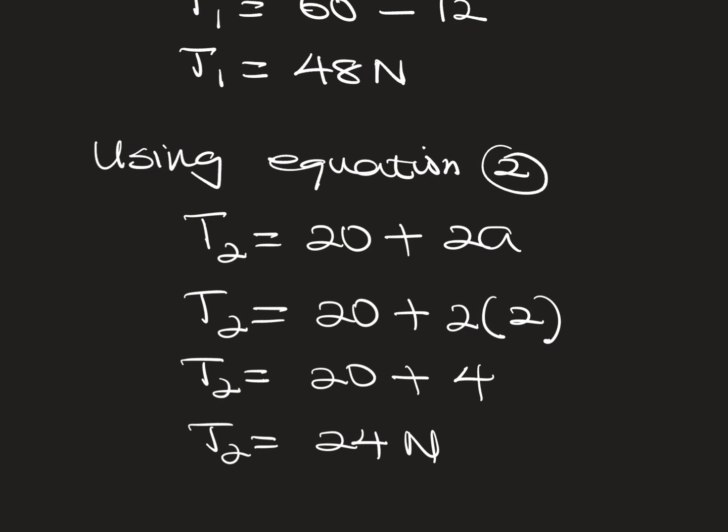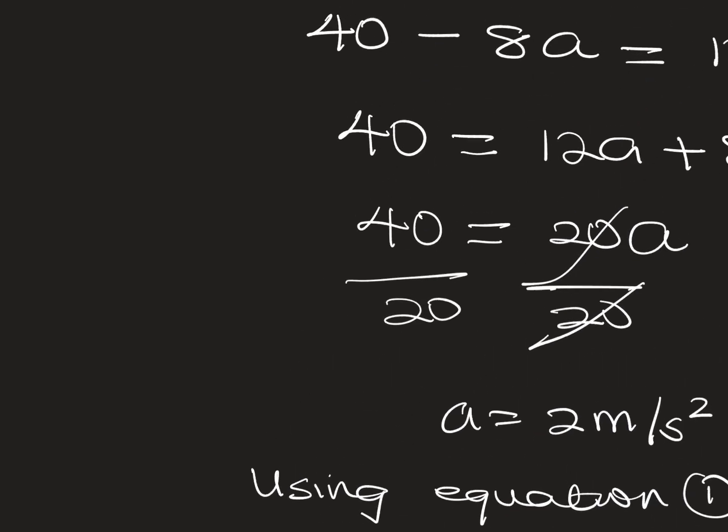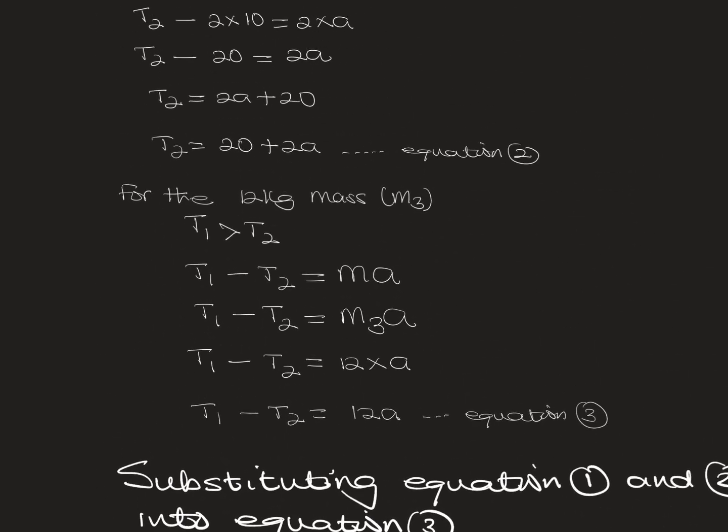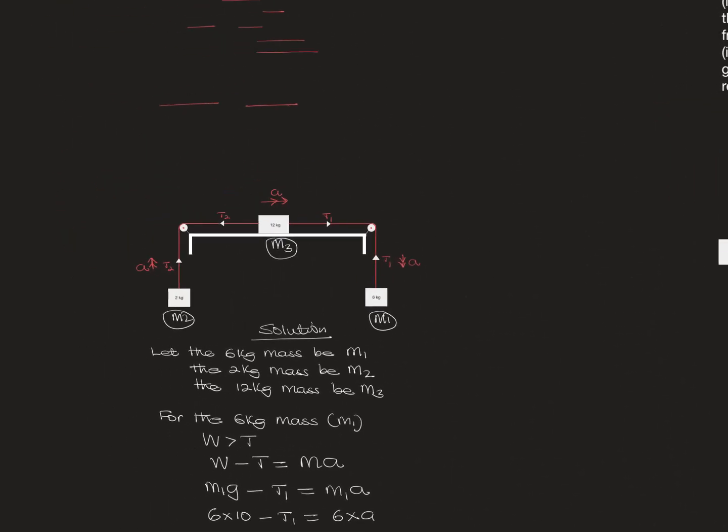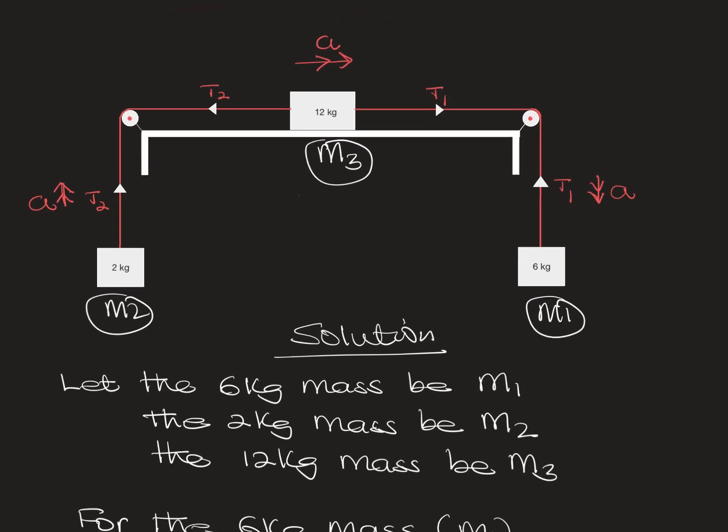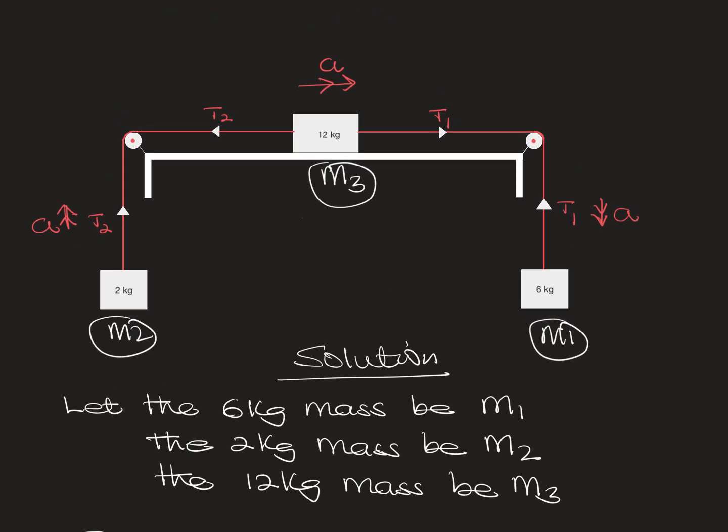That answers the question. So we have the body accelerating at 2 meters per second squared. The tension in the string between the 12 kilogram mass and the 6 kilogram mass, which is T1, is 48 newtons, and the tension in the string between the 12 kilogram mass and the 2 kilogram mass is 24 newtons.